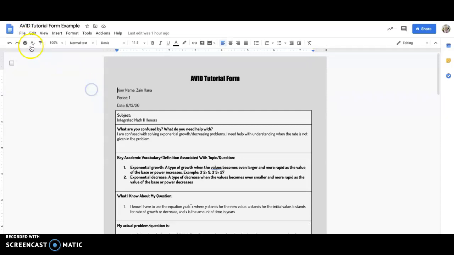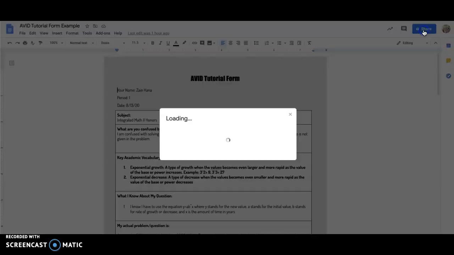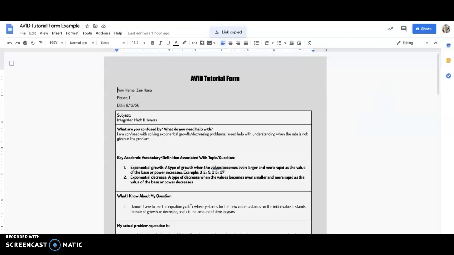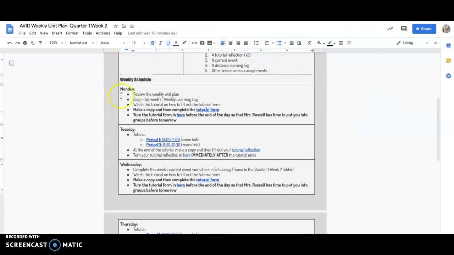Sorry, I lied. That was the first step. You're going to go over here to this right-hand side, this blue share button, right? And you're going to click on share. And then you are going to go down to here where it says get link. Then you will copy that link. Okay, that link is then copied, and you're going to go back to our weekly unit plan.